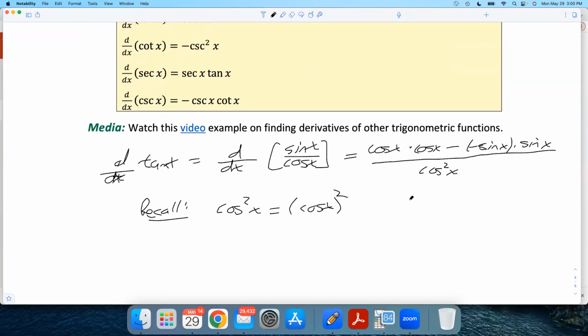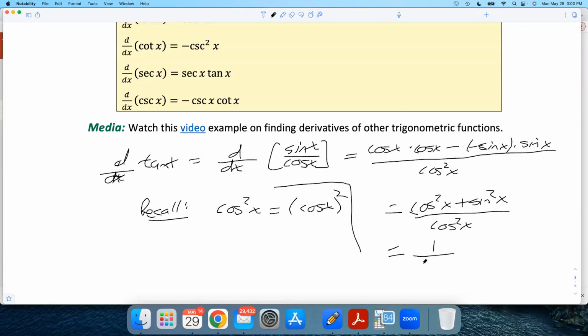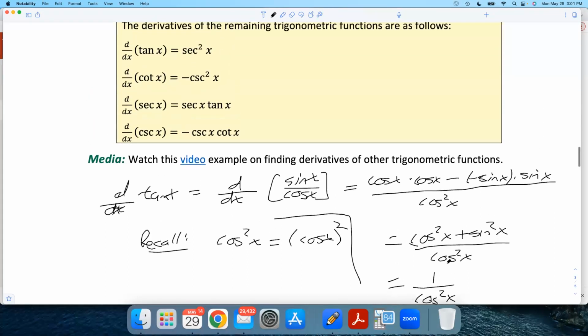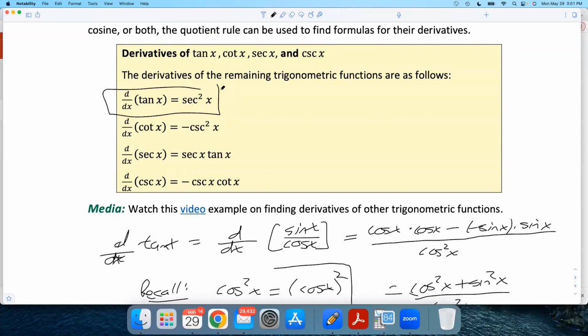Okay, let's look and see what we have here. That would be cos squared. And then I got a minus times a minus. I've got a plus, a sine squared, all over cos squared. But wait a minute, remember your Pythagorean identity, sine squared plus cosine squared is just 1. That's 1 over cos squared. But wait a minute, 1 over cos is just secant. So 1 over cos squared is secant squared. So we have just now proven this derivative formula.